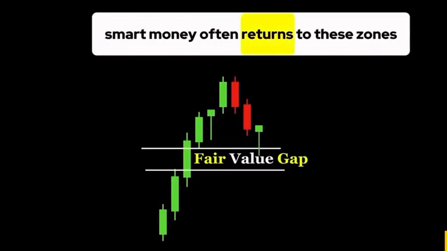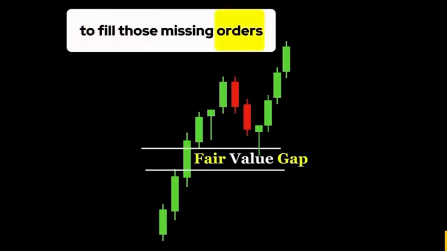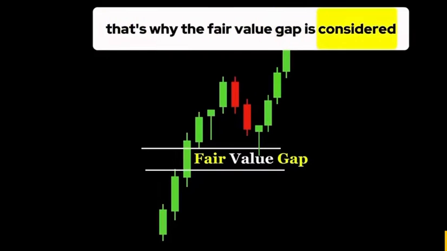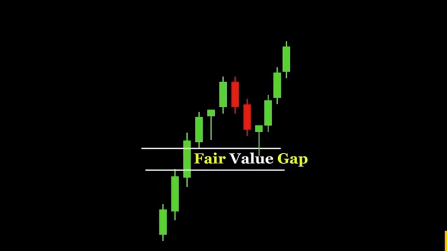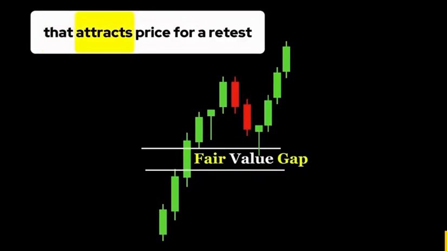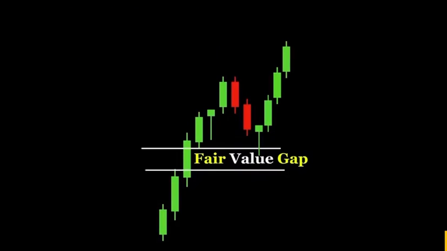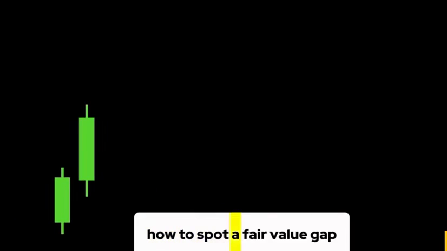Smart money often returns to these zones to fill those missing orders. That's why the fair value gap is considered an imbalanced liquidity zone. It holds resting liquidity that attracts price for a retest. For traders, it becomes a high probability area to anticipate reactions and enter with precision. How to spot a fair value gap?